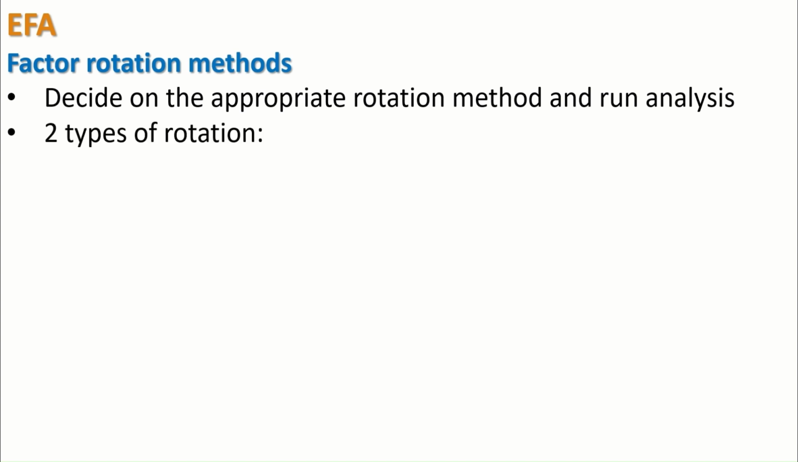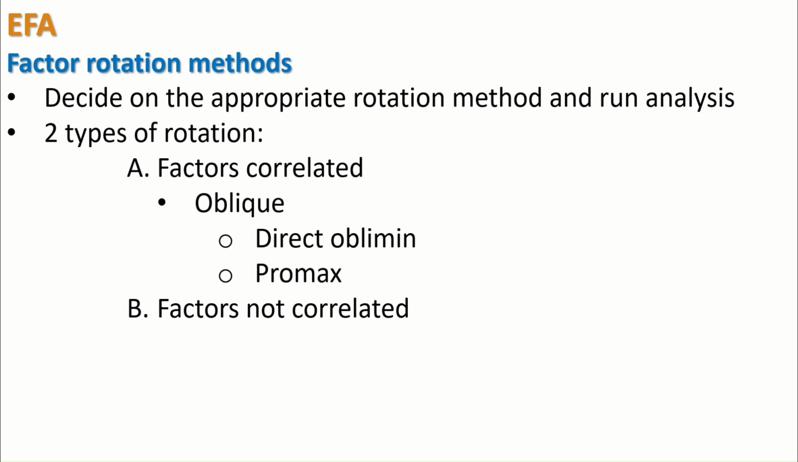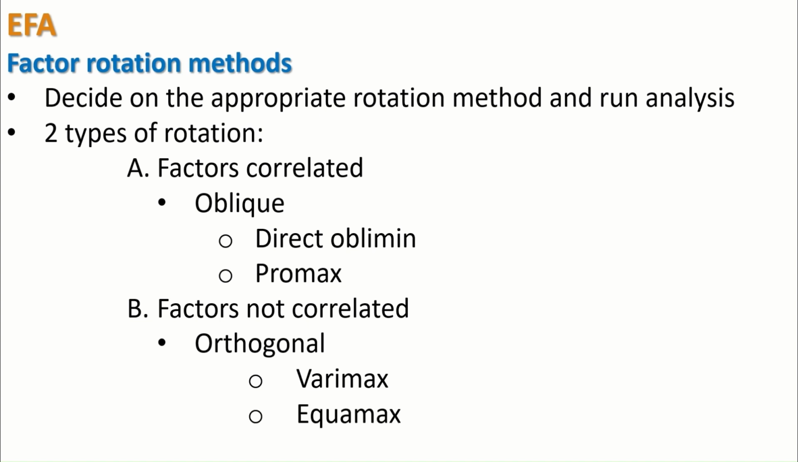There are two types of rotation. When the factors are anticipated to be correlated, then go for the oblique method. Oblique method can be direct oblimin or Promax. When the factors are not related, then the orthogonal rotation method can be used. There are subclasses for it: Varimax, Equamax, and Quartimax.